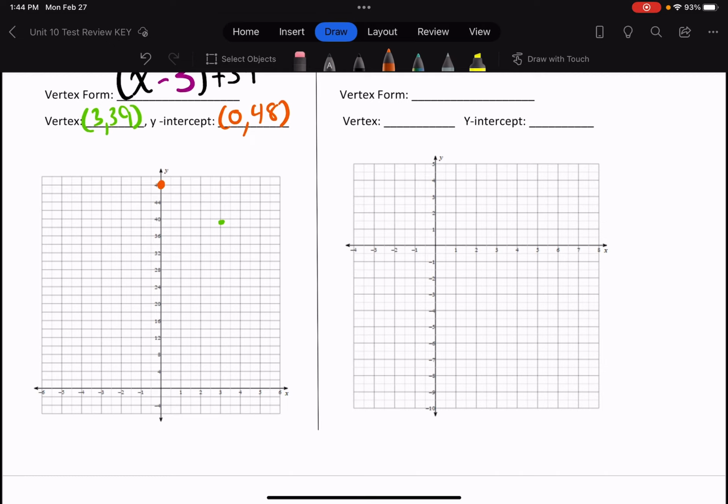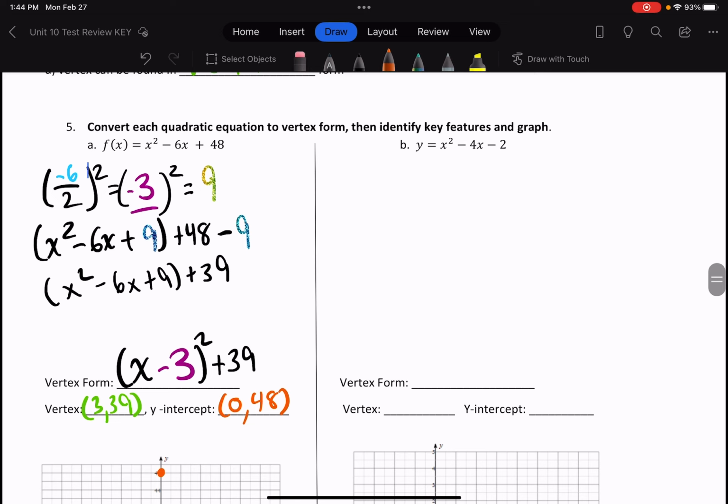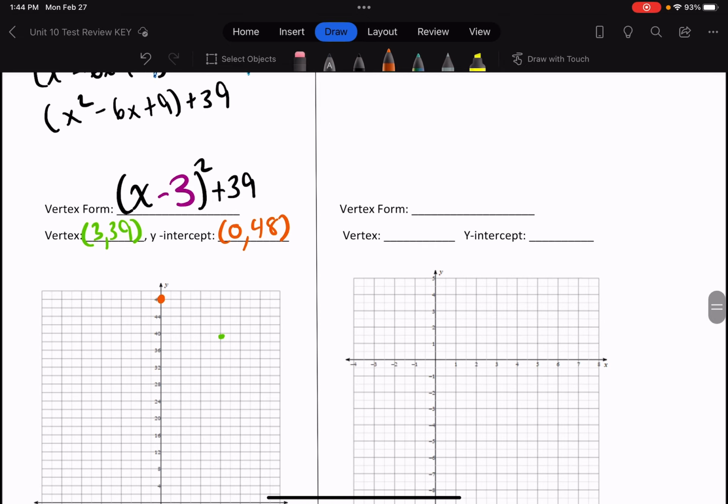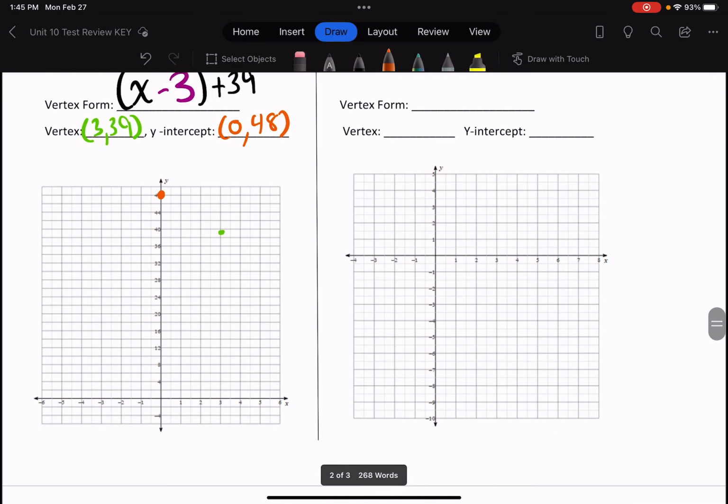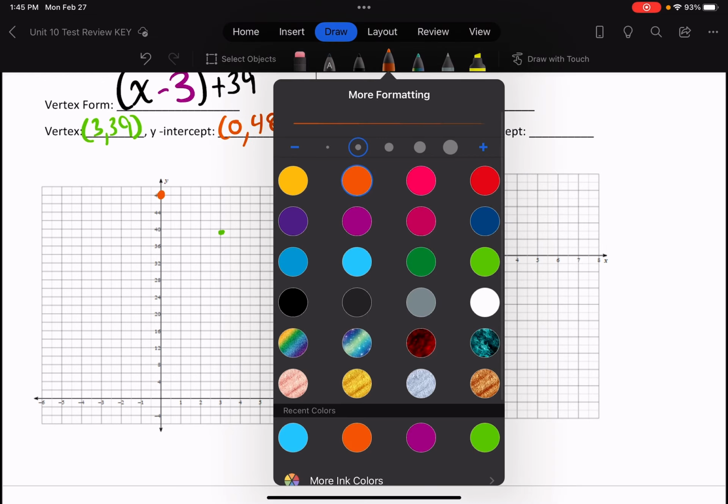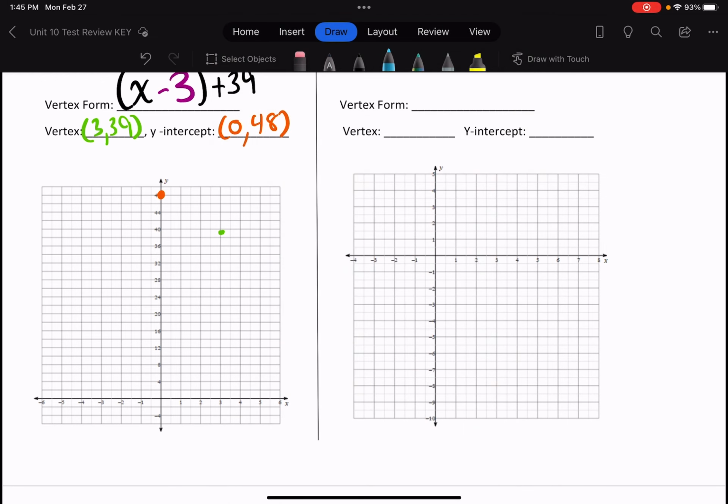So we can find some other key points needed by plugging this into the table function of our calculator. So I'm going to plug in x squared minus 6x plus 48. And I'm just going to look at some other points here. So I know when x is 0, y is at 48. When x is 1, y is at 43. When x is 2, y is at 40. When x is 3, that is our vertex at 39.